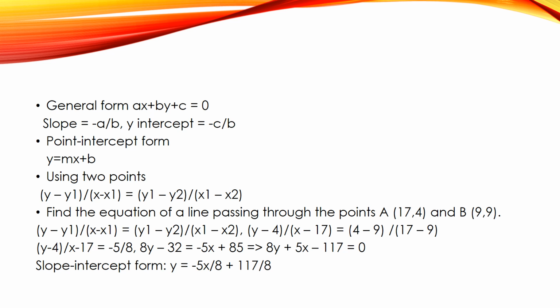Substituting the values in the equation, we'll get (y − 4)/(x − 17) = (4 − 9)/(17 − 9). So (y − 4)/(x − 17) = −5/8. 8y − 32 = −5x + 85. 8y + 5x − 117 = 0. Slope intercept form is y = −5x/8 + 117/8.